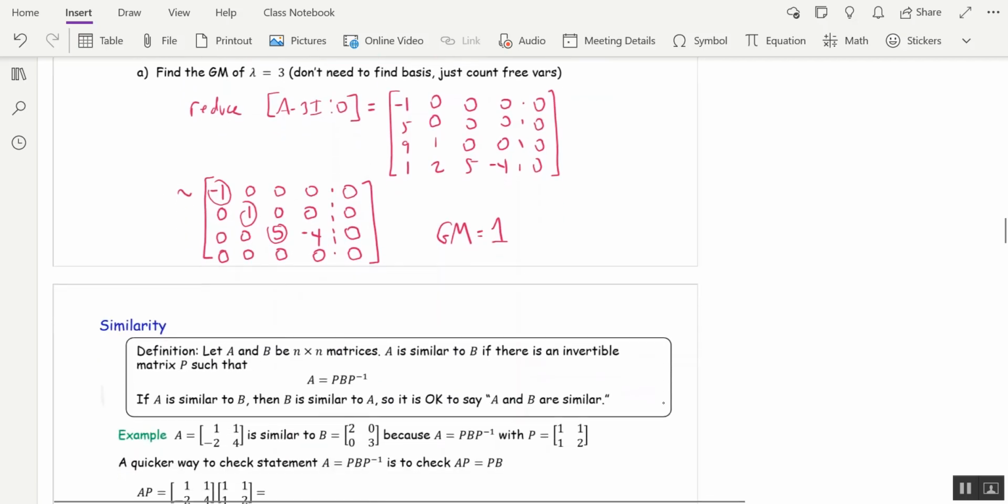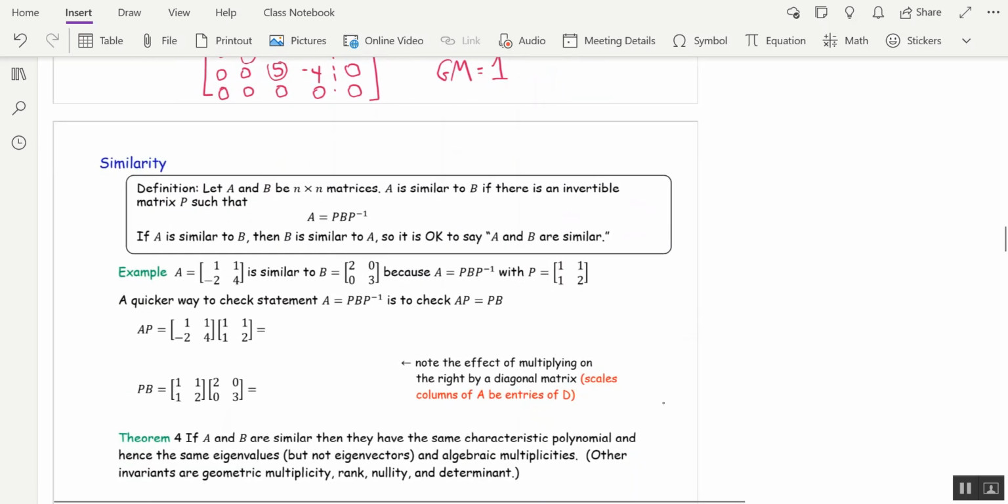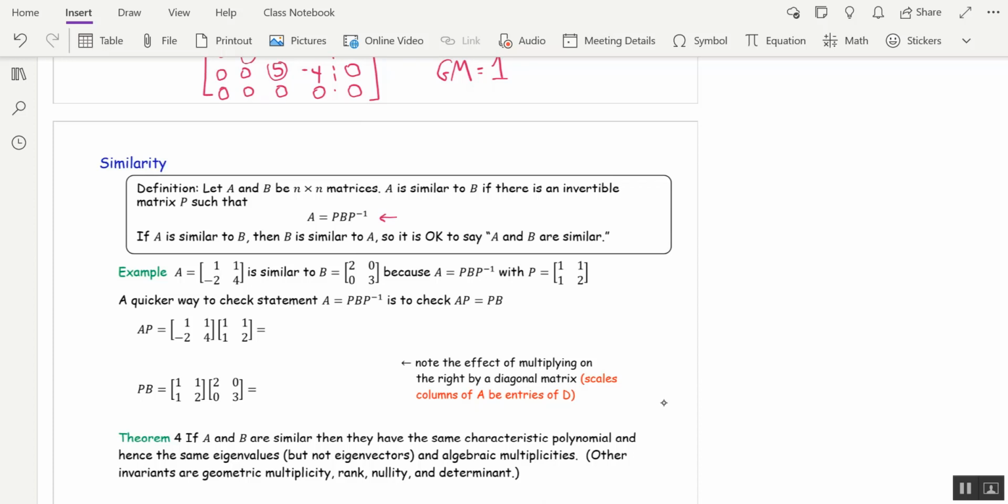Okay, so similarity, this is the last topic, and we'll talk about this when we talk about diagonalizing matrices. So the definition: A is similar to B if there's an invertible matrix P such that A is PBP inverse. Now similarity goes both ways. If A is similar to B, B is similar to A, so you can just say they're similar. So here's an example about a check for similarity that saves computation. My claim is that A is similar to B, and that's because this equation is true with this as my P.